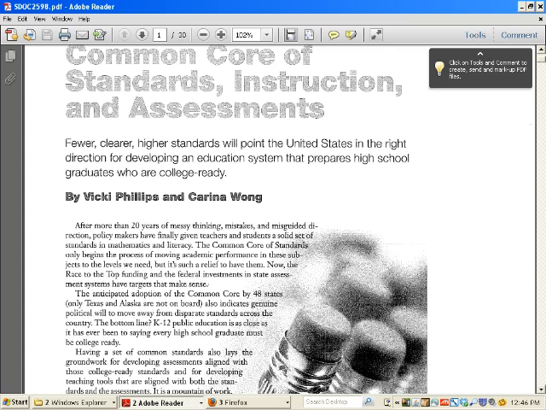The bottom line, K through 12 public education is as close as it has ever been to saying every high school graduate must be college ready. So that answers the note we wanted to take before, where it says that the standards need to be at the level they want to be. So what does that mean? The level that they're wanting with these Common Core standards is the idea to have every high school graduate be college ready. That is the Common Core standards' goal, to have every student college ready when they graduate.